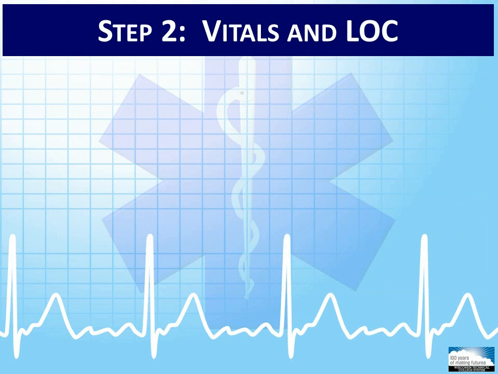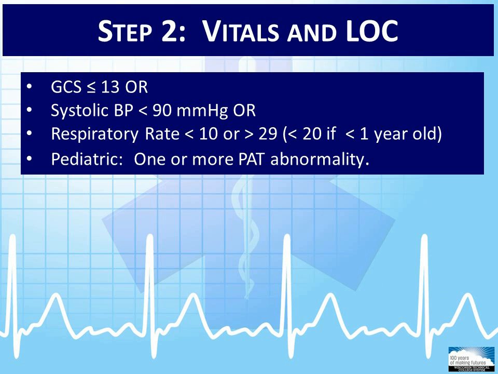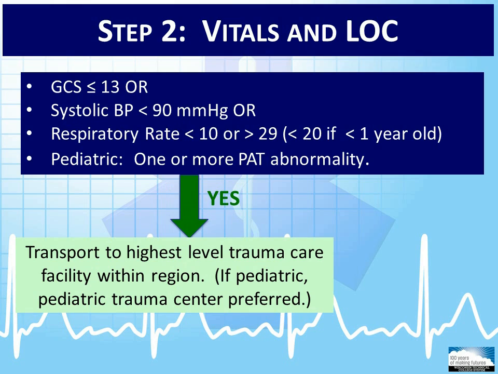Following the airway assessment, the EMS crew needs to obtain vital signs and assess the patient's level of consciousness. If the patient has a GCS of 13 or less, a systolic blood pressure of 90 millimeters of mercury or less, or a respiratory rate that is less than 10, greater than 29, or they need ventilatory support, the patient should be transported to the highest level trauma care facility available within the region.